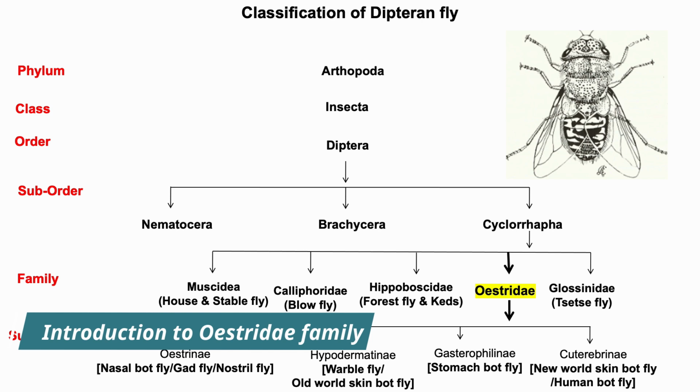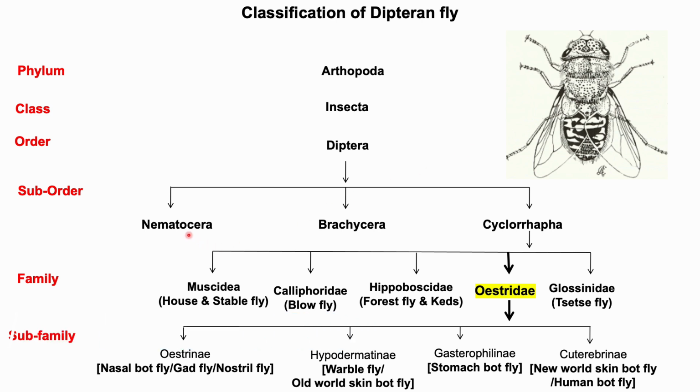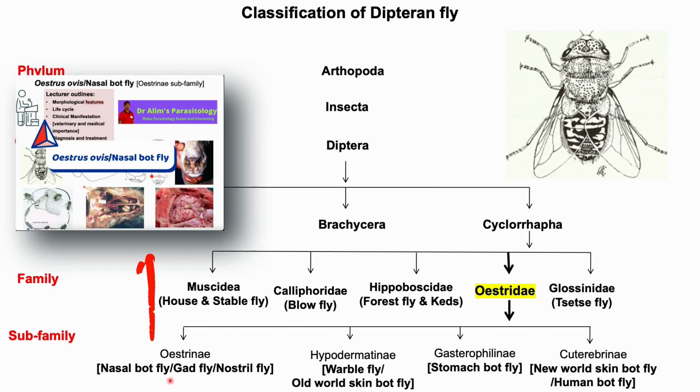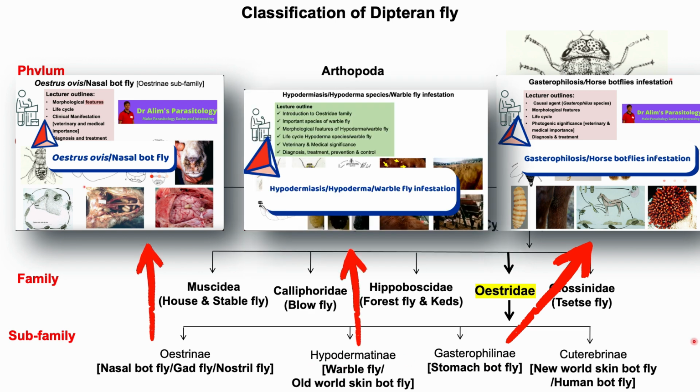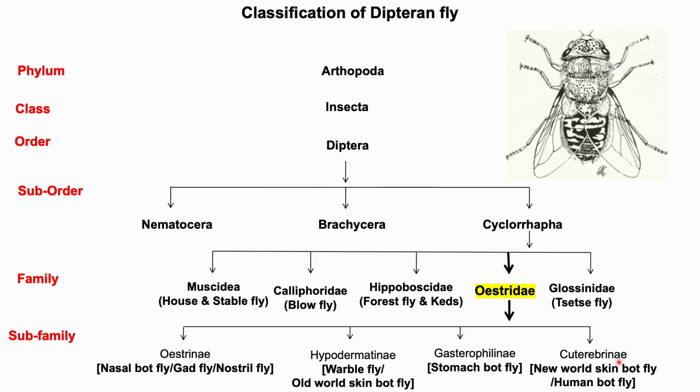We study veterinary important arthropods under the suborder Nematocera, Brachycera, and Cyclorrhapha. You can see different important families under the suborder Cyclorrhapha. There are 4 important subfamilies under the family Oestridae. Previously, I have discussed the nasal botfly, stomach botfly, and warble fly. In this lecture, I'm gonna discuss Dermatobia hominis or human skin botfly.